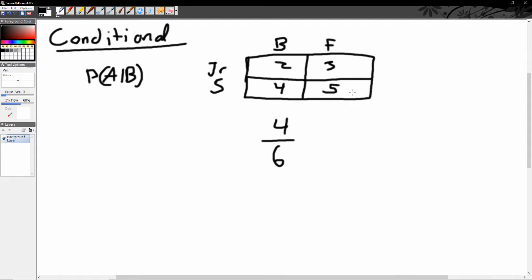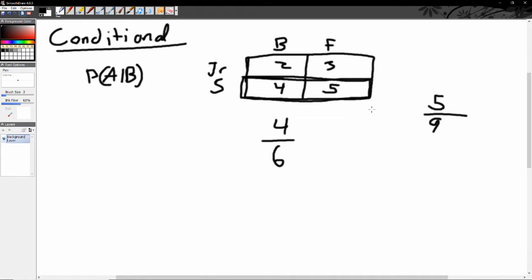You can also do this with rows as well. Let's say B is the probability that you're a senior and A is the probability that you play football. So the probability that you play football given that you're a senior, for that we would look exclusively at this row here, and the total number of seniors is 9. The amount of them who play football is 5. So the probability that you play football given that you're a senior is 5 out of 9.